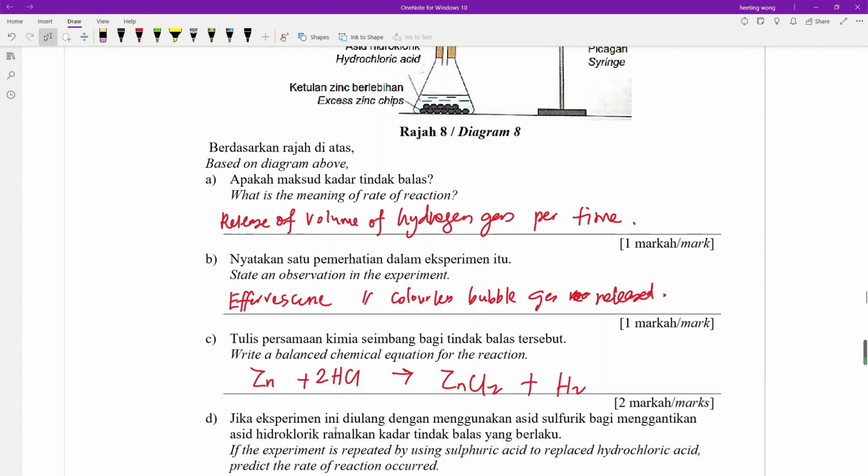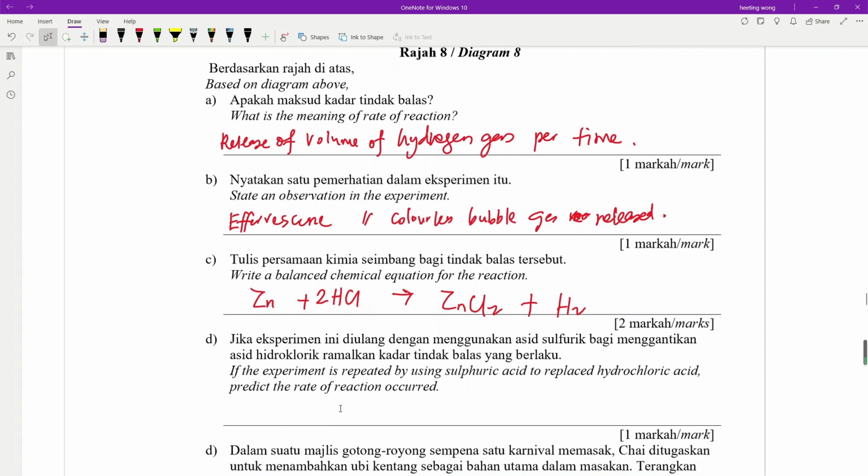Okay. Next, if the experiment is repeated with sulfuric acid to replace the hydrochloric acid, predict the rate of reaction. So sulfuric acid is a diprotic acid. So what happens to the rate of reaction? It will increase. Okay, it will increase or be higher.